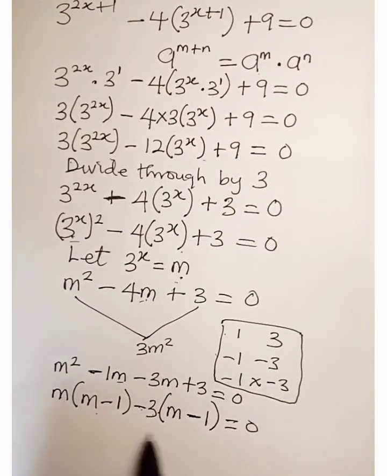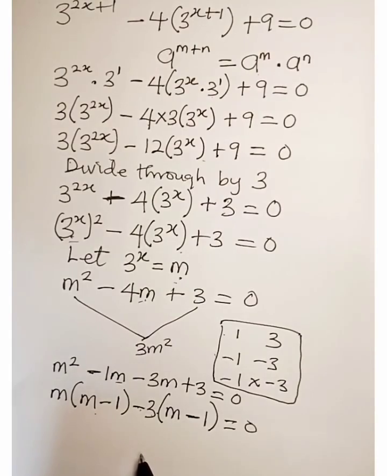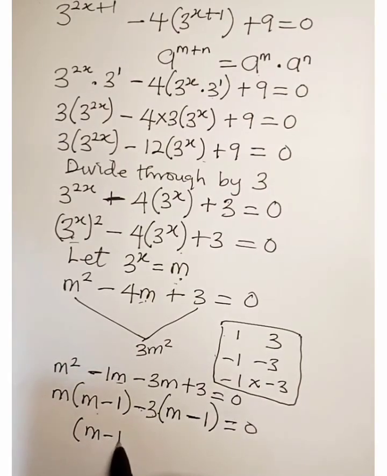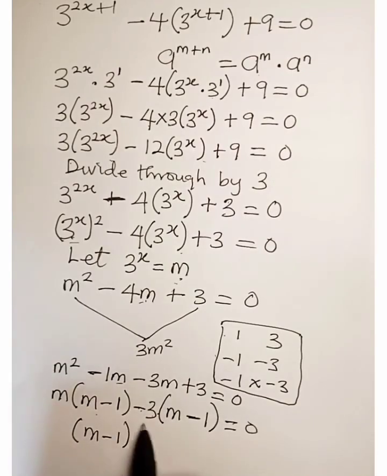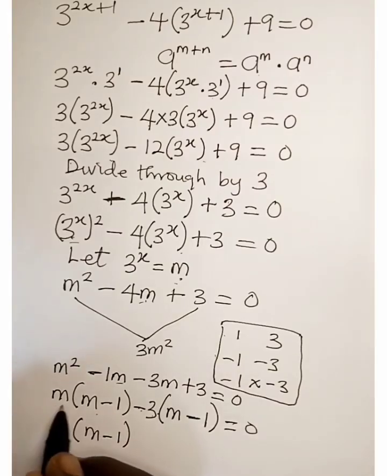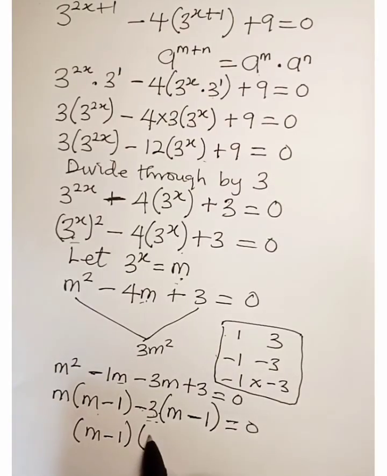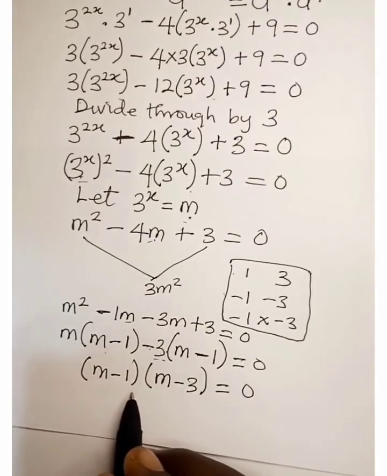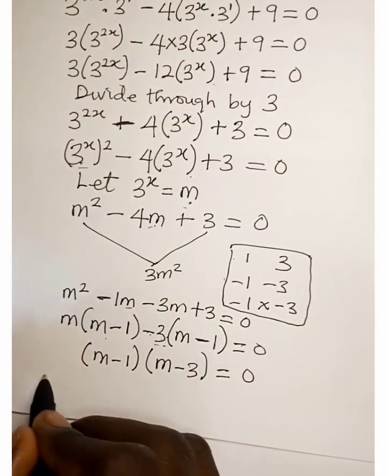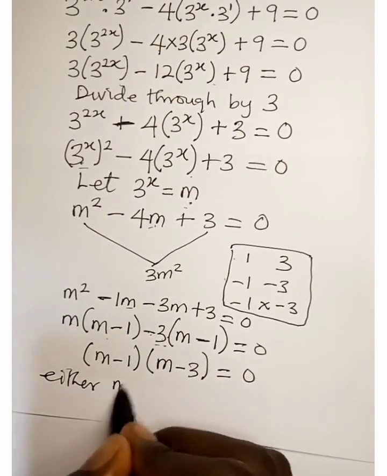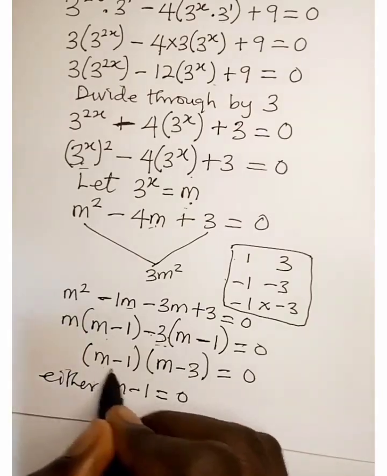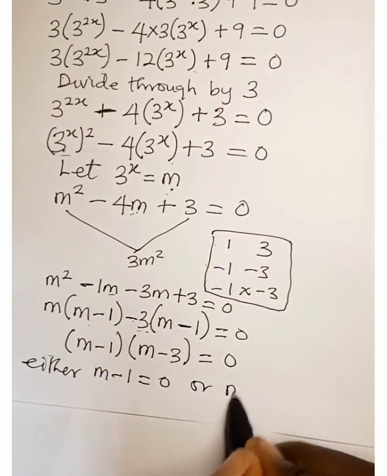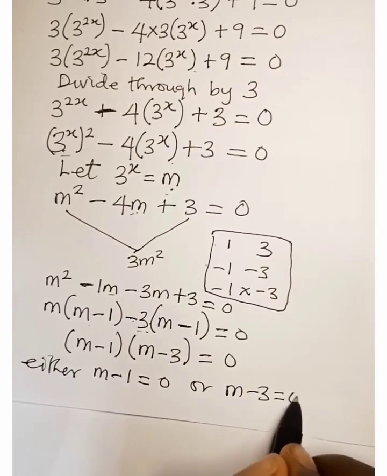If this and this are not the same, that means you are wrong. But since they are the same, then that is the common factor. We factor it out. m minus 1 is common. Then what is left that is not common? What is left is m and minus 3. So you put m minus 3 here, then equal to 0. In other words, either m minus 1 is equal to 0, or m minus 3 equal to 0.